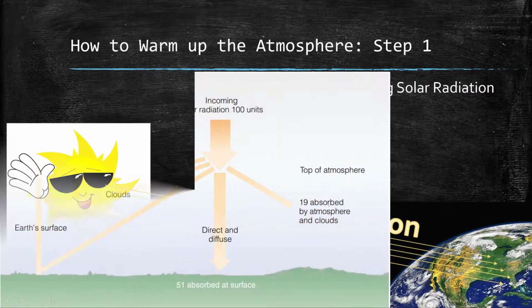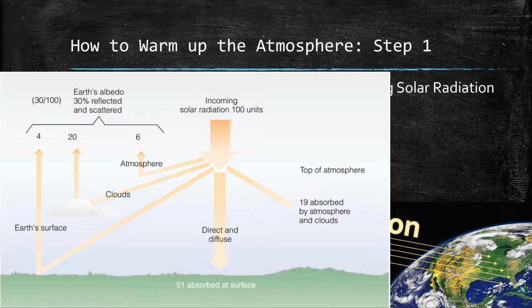Well, about 19% of it actually gets absorbed directly into the atmosphere by clouds or things like that. Roughly 50% is absorbed by the surface of the Earth. But again, the remaining 36% is being reflected back out in something called Earth's albedo.